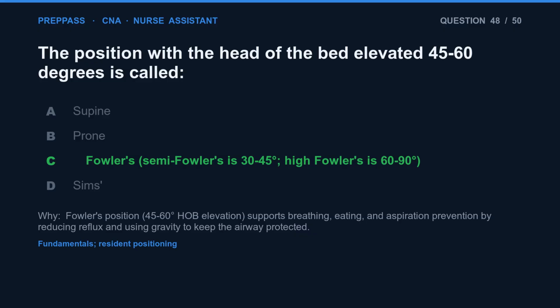The correct answer is C. Fowler's position, 45 to 60 degrees HOB elevation, supports breathing, eating, and aspiration prevention by reducing reflux and using gravity to keep the airway protected.